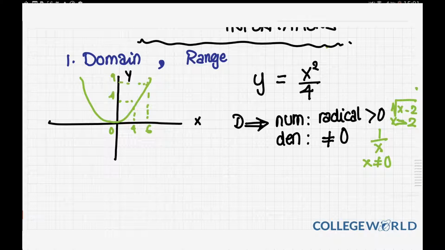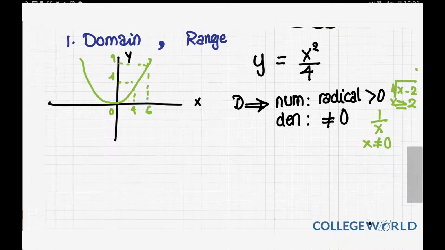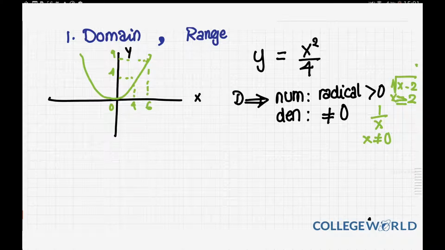And here, if you have x minus 2, your domain is going to exclude anything that is less than 2. So your domain is going to be x is greater than 2 because it cannot be negative. It's actually greater than or equal because it cannot be negative. So this is how you check for your domain.